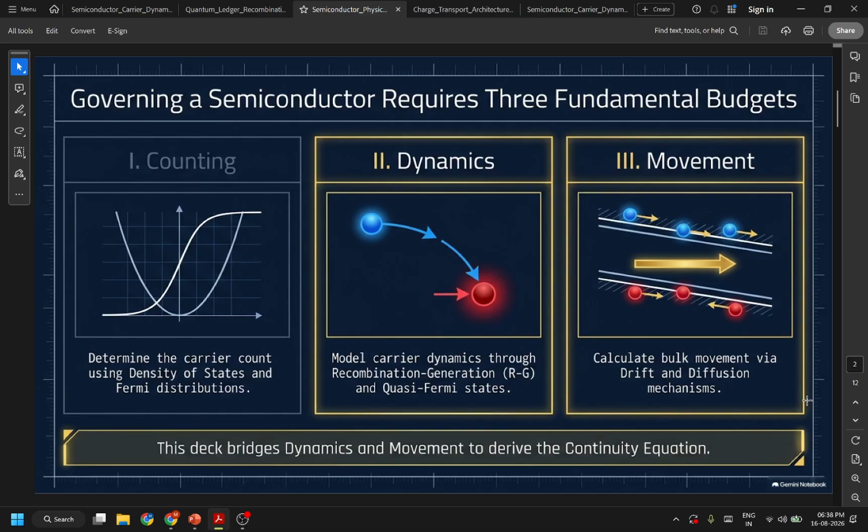So a semiconductor is governed by three fundamental objects. Counting, which we studied last week, where we determine the carrier count from density of states and Fermi distributions. Next is dynamics, where we model carrier dynamics through recombination, generation and quasi-Fermi states. And next is movement, where we calculate bulk movement via drift and diffusion mechanisms. So right now we are studying dynamics and we will make the bridge to movement.